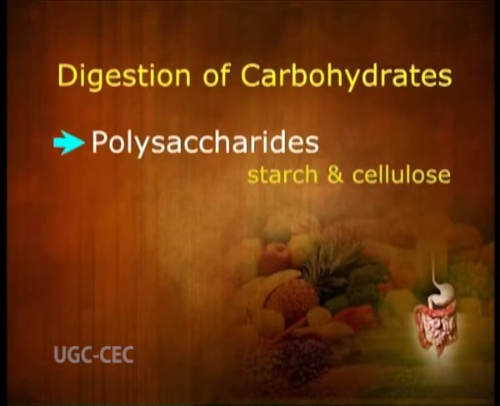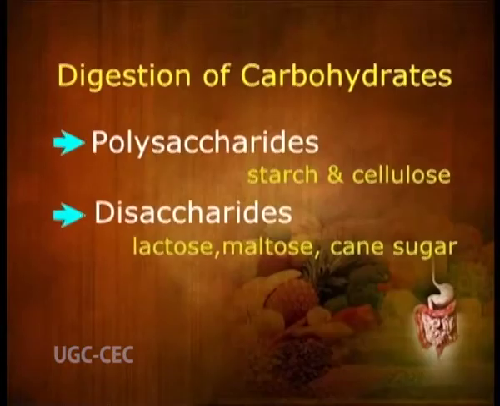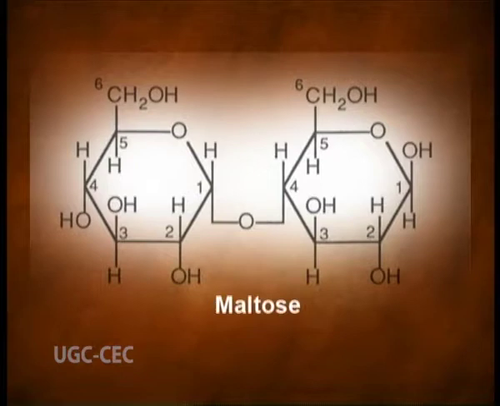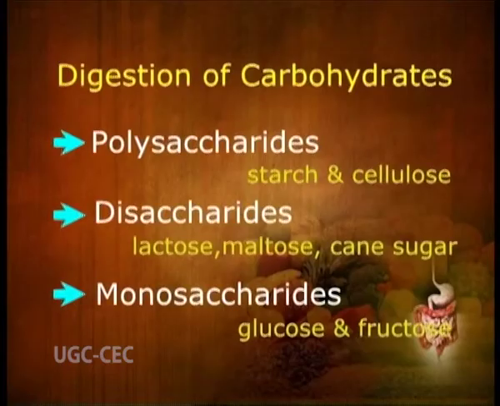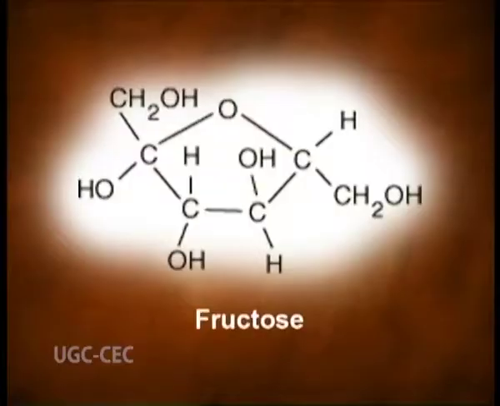The different forms in which carbohydrates are taken in diet are polysaccharides, which are starch and cellulose; disaccharides, which are lactose, maltose and cane sugar; and monosaccharides, which are glucose and fructose. Cellulose cannot be digested in the human alimentary canal. Monosaccharides need no further digestion because all carbohydrates are absorbed in the form of monosaccharides. Hence, digestion of carbohydrates includes only the digestion of starch and disaccharides.